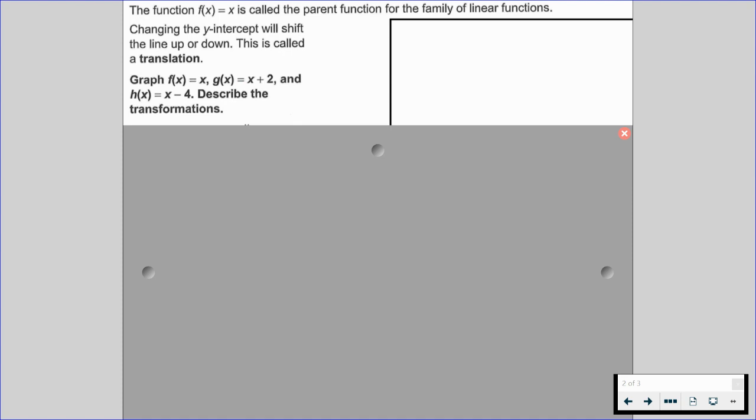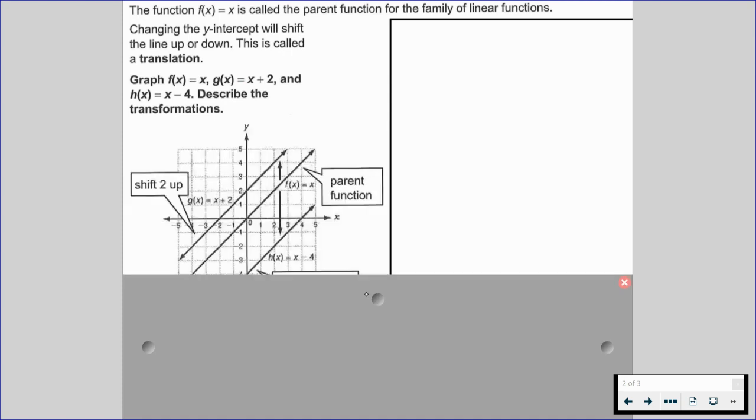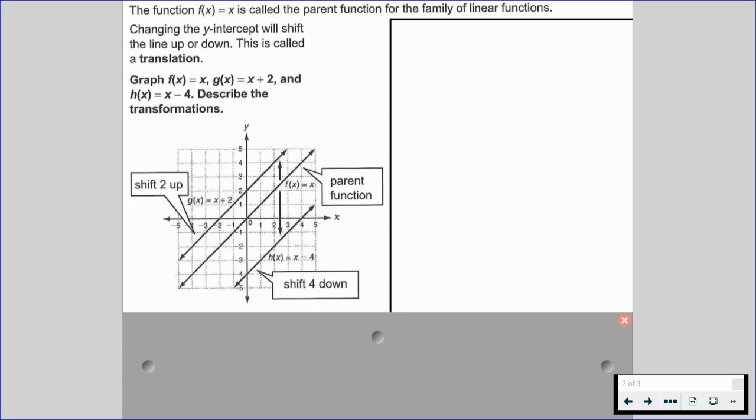That's called a translation. So if we were to graph f of x is equal to x, g of x is equal to x plus 2, and h of x is equal to x minus 4, we want to describe the transformations. So f of x is equal to x is the parent function. It's also called the mother function. If we graph these, we're going to see exactly what happened. Well, our mother function is currently going through our origin. Let me highlight that for you.